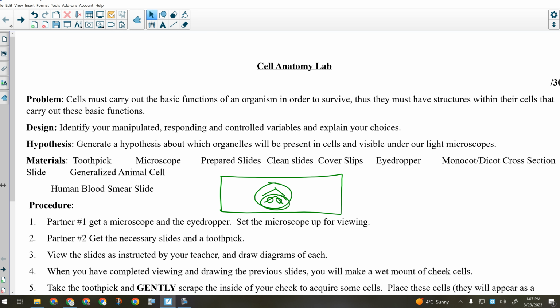So what we're doing is looking at different types of cells in this lab. The thing we're looking for is their structures, and specifically, we're looking for common structures. I would say that a reasonable assumption here is that any structures that are present in all of the cells would be necessary for them to carry out their basic functions. So we're looking for common structures for that reason.